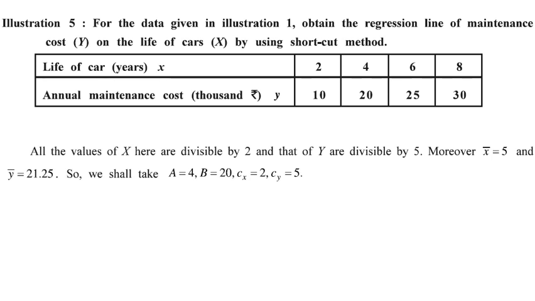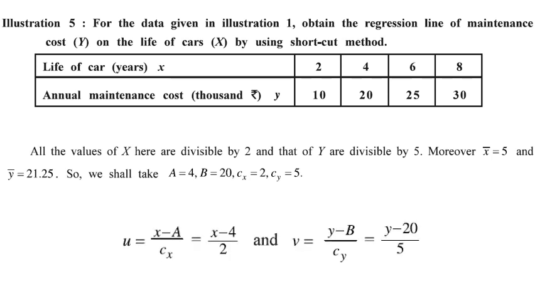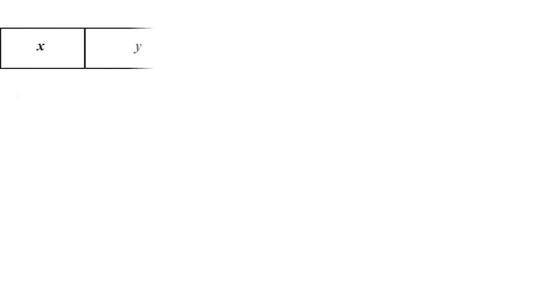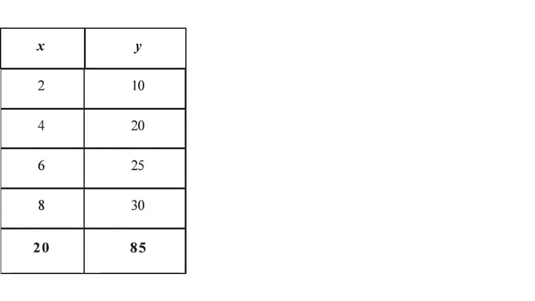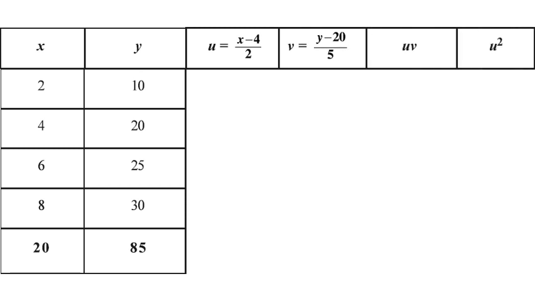The cx, that is the divisible value for x, is 2, and for y it is 5. So u will be x minus 4 upon 2. Deduct all the x values by 4 and divide by 2. V will be y minus 20 upon 5, that is deduct everything by 20 and divide by 5. Now write down the question properly, write down the observations and make their totals. Once you are done, write down the columns, that is u, v, uv and u square. Here u is x minus 4 upon 2, v is y minus 20 upon 5.